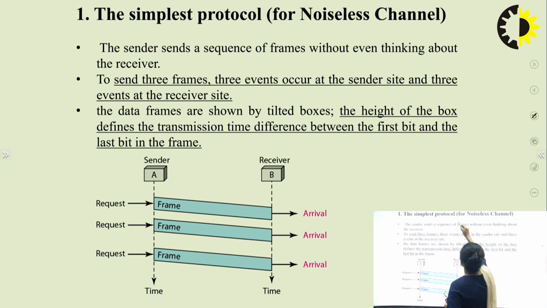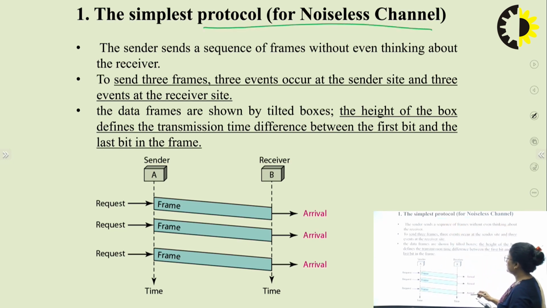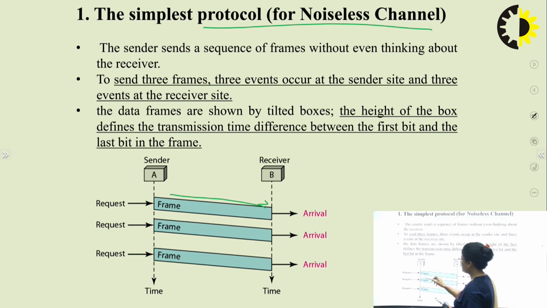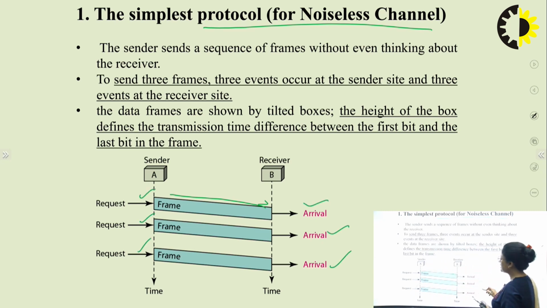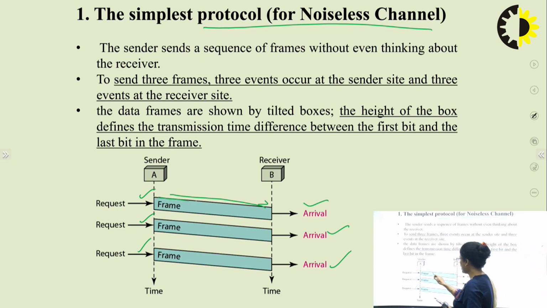The simplest protocol is meant for the noiseless channel, as I told you. Here, the sender sends a sequence of frames without even thinking whether the receiver has received them or not. If you look at this example, the sender is sending 3 frames and the receiver is receiving those frames. And we have slanting lines, not exactly straight lines. Why? Because there is a time gap. At the time the frames are sent, obviously the frames will be received at a later time, and hence we have slanting lines.